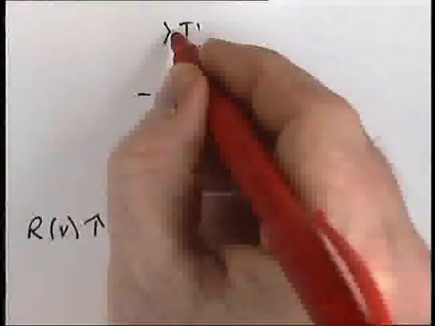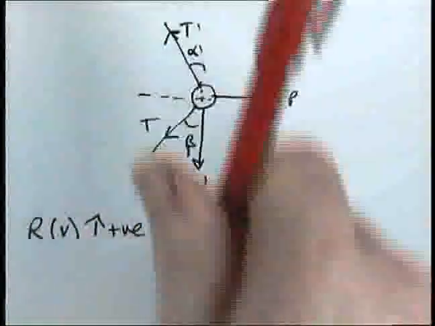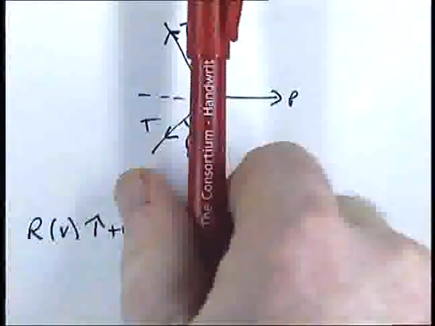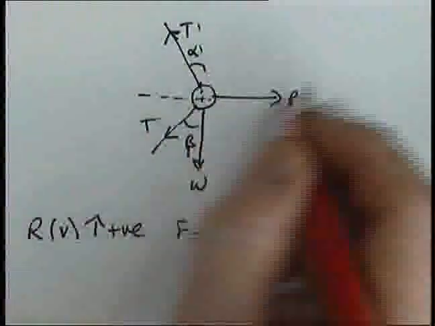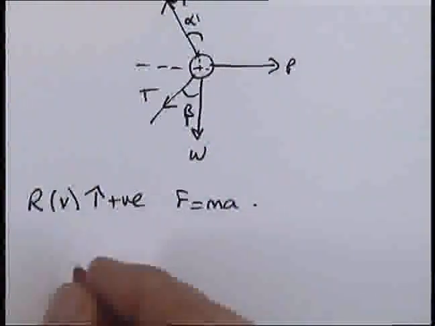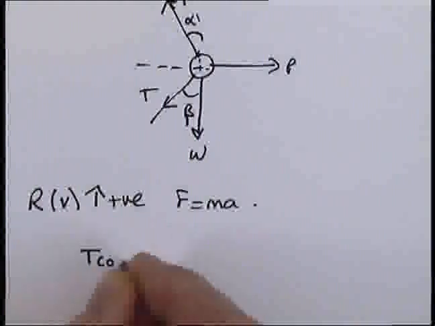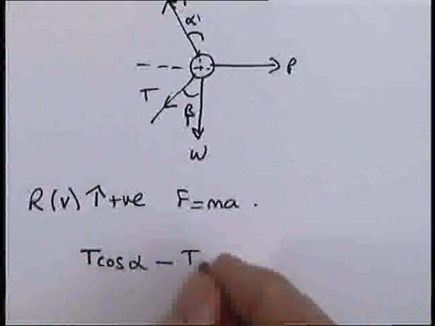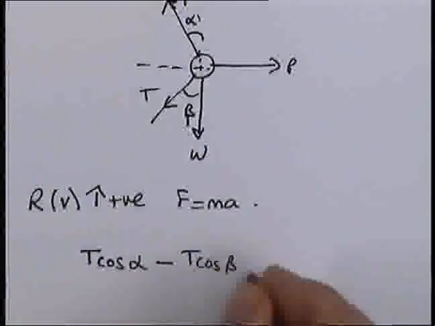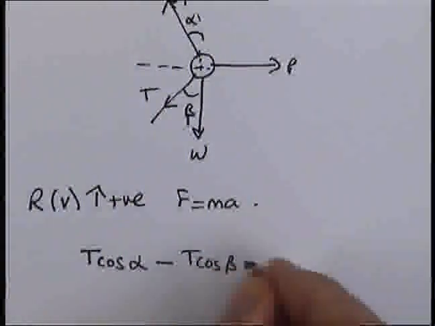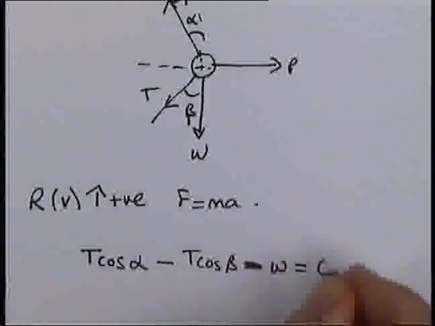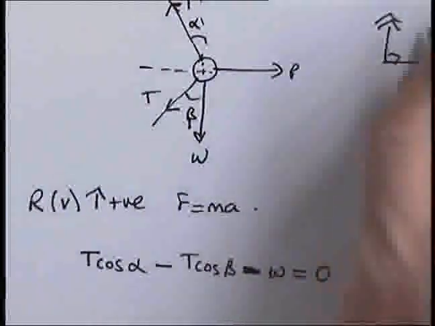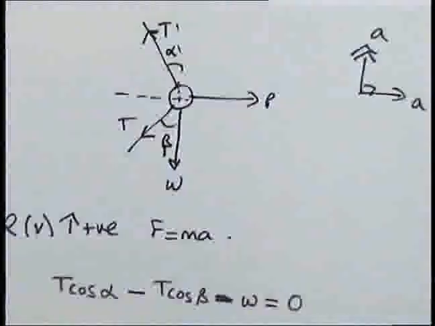Right, anything acting vertically up is positive, anything acting vertically down is negative, and anything horizontal or at right angles to the direction that we're resolving is 0. So this P will have no effect in this model. So what we get is T cos alpha minus T cos beta minus W is equal to 0, because this particle is not accelerating in any direction, because it's in equilibrium.